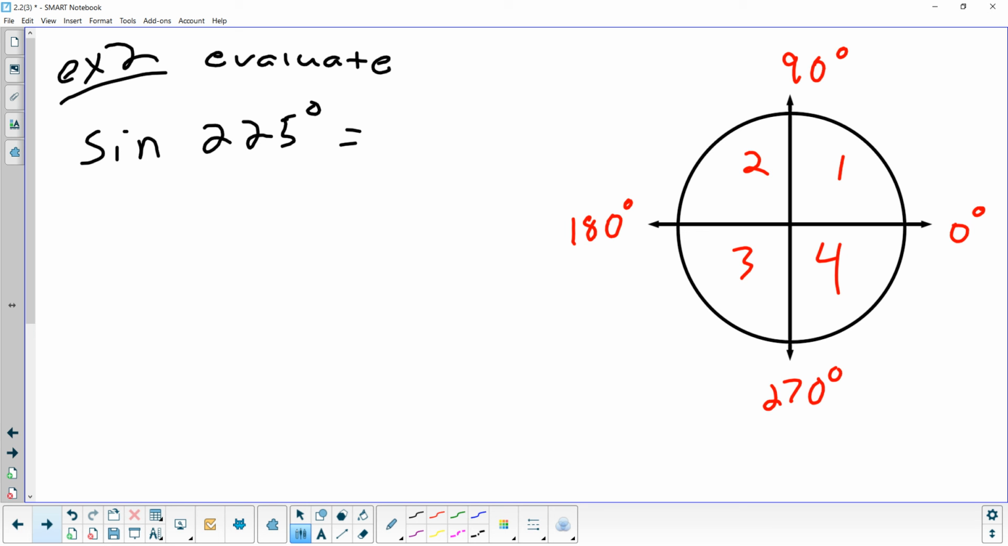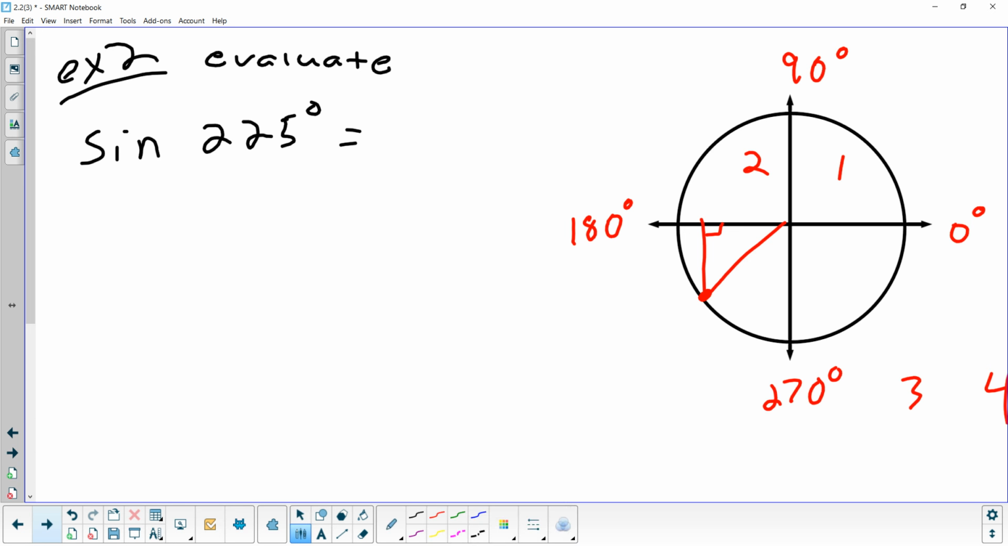Yeah, in the middle. The 45s are always right in the middle. The only ones that aren't in the middle are the 30s and the 60s. They're closer to one or the other. So 45 goes right in the middle. So there's my triangle. Leave that.